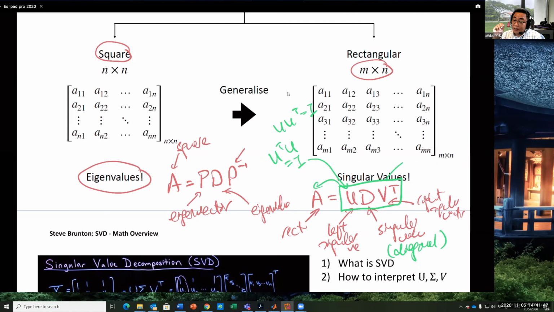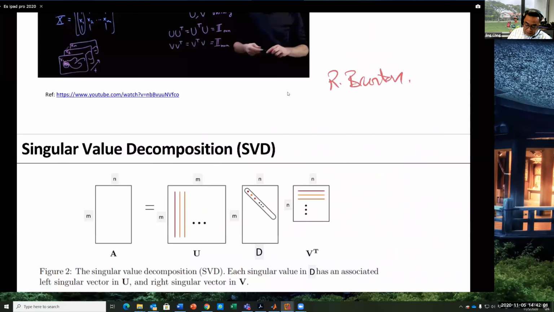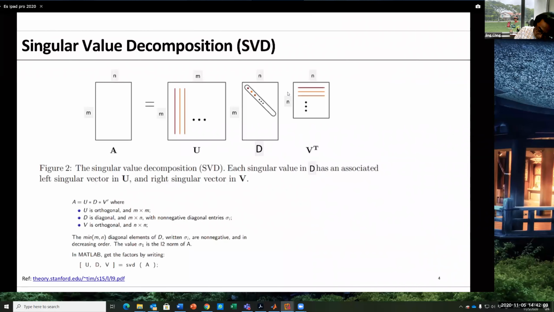But there is a catch here. Later on, you will see that sometimes we will not use all the columns of U, then U transpose U or U U transpose will not become identity. But we'll come to that in a couple of minutes. All right, how does it look?